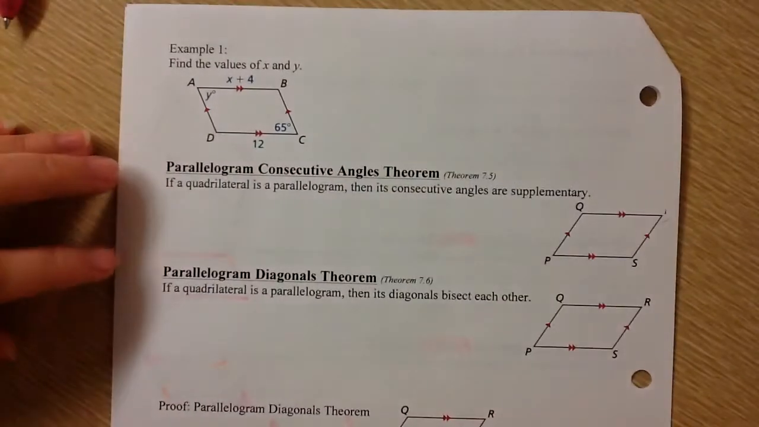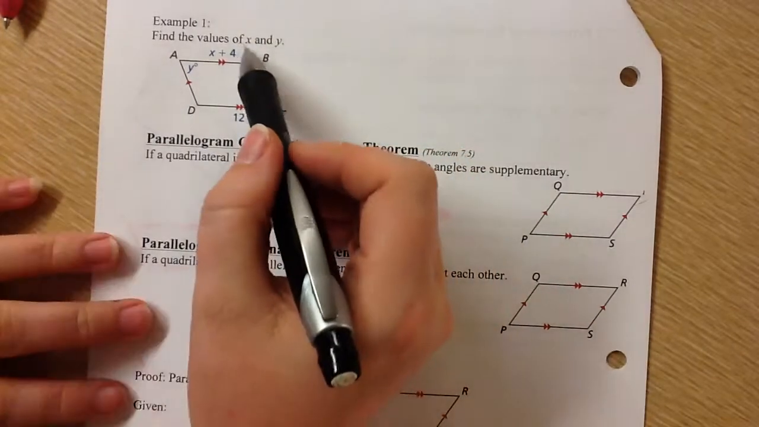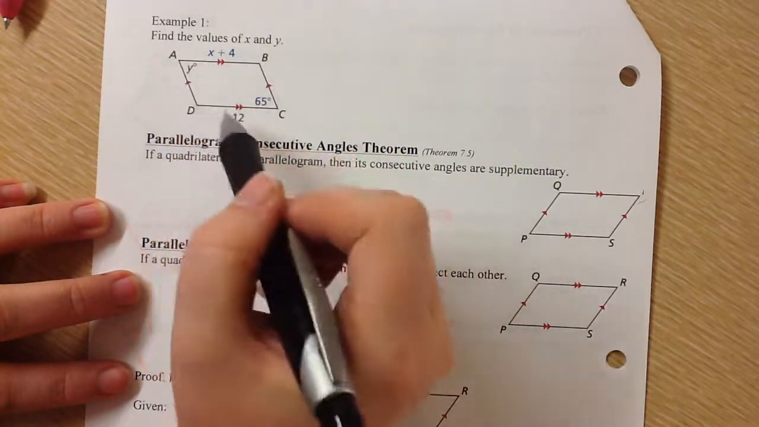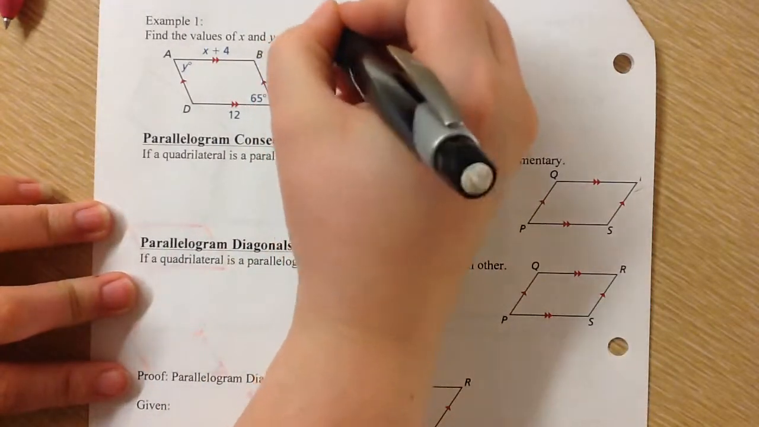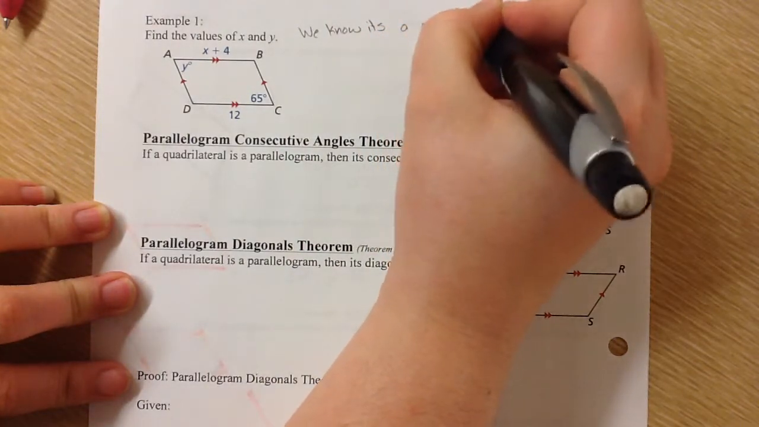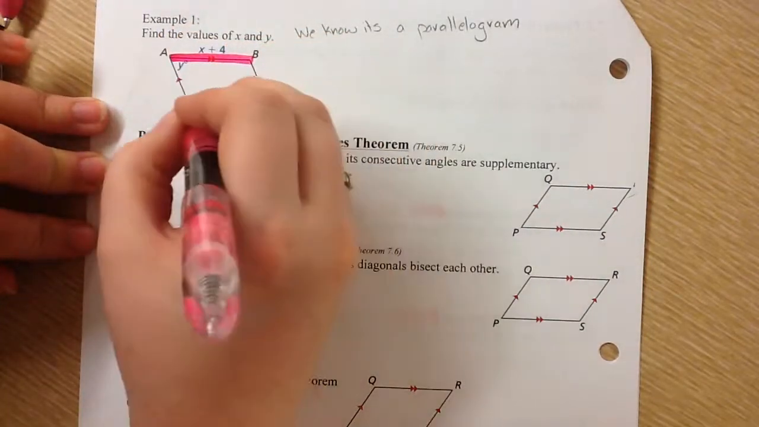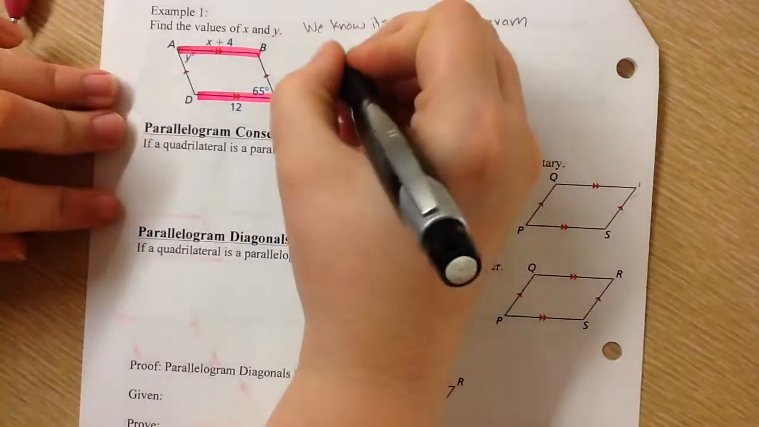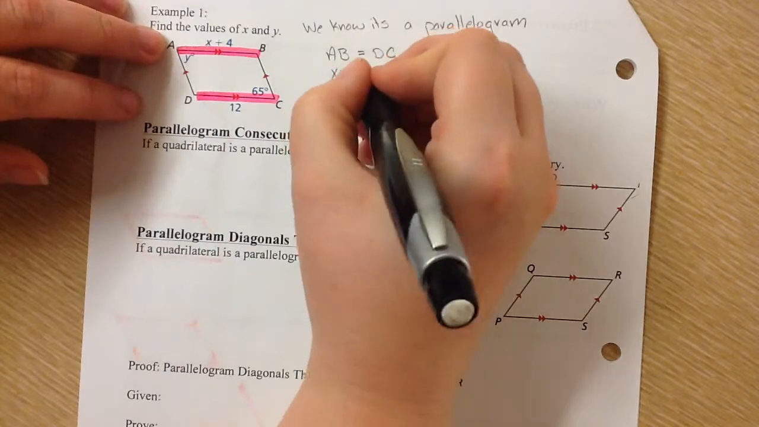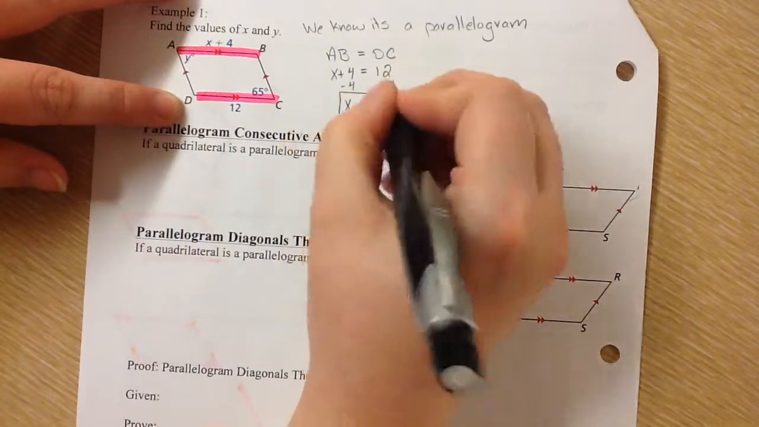Next, example 1. Now we're going to use these theorems. Here it says find the values of x and y. First, we notice we have arrows. These two are parallel, these two are parallel, so I know it's a parallelogram. Since it's a parallelogram, opposite sides are congruent. So this side, x plus 4, is congruent to this one. AB is equal to DC. AB is x plus 4, DC is 12. Subtract the 4 from both sides, x equals 8.